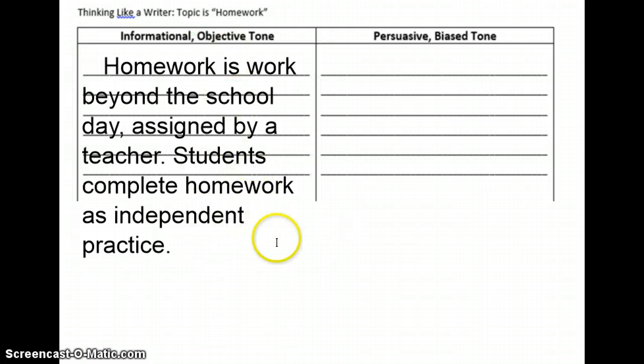So you'll notice in this passage, I don't have any opinion words. I don't have any words that show how I feel about homework because that's not what I'm trying to do. I'm trying to be informational and objective. But let's pretend that that's not my purpose. Let's pretend that my purpose is to be persuasive and biased. Here, I could choose to be biased towards homework, or I could choose to be biased against homework. Since I'm a teacher, I'm going to go ahead and choose to be biased towards homework.